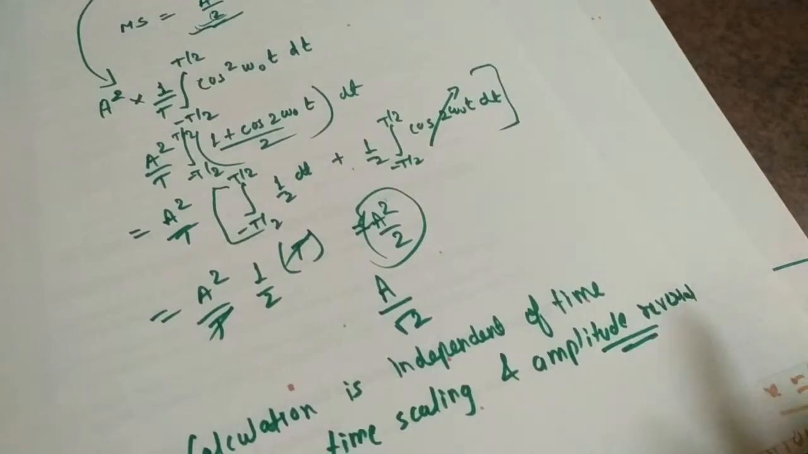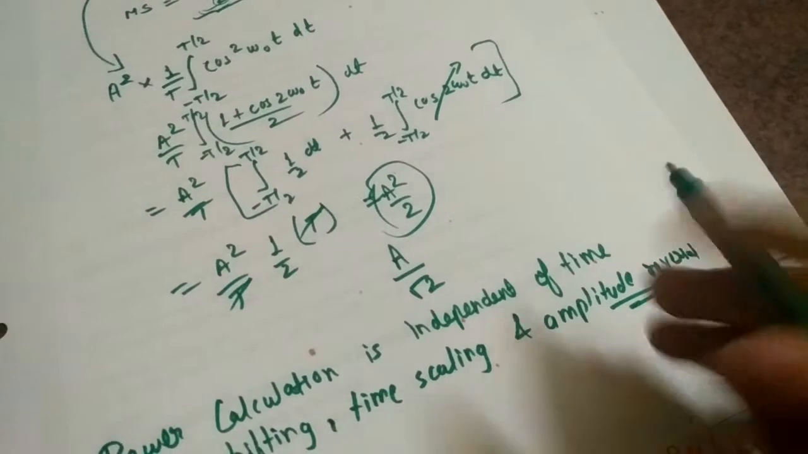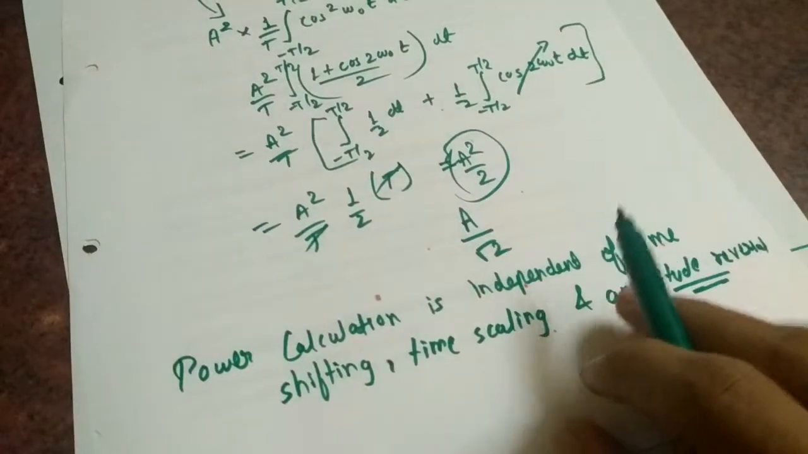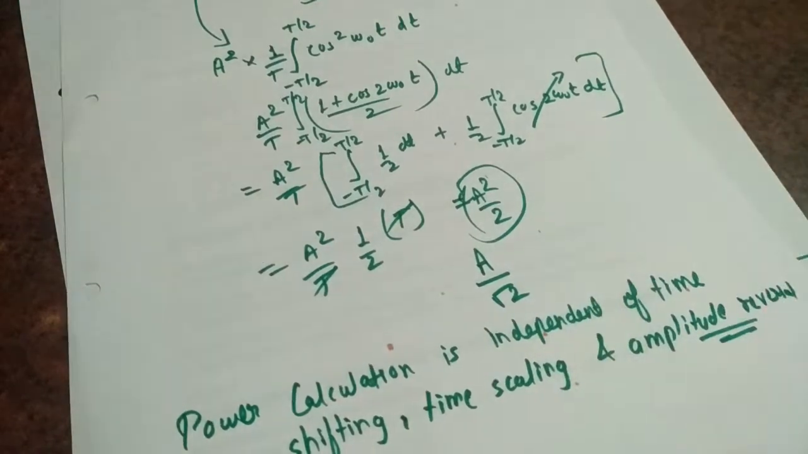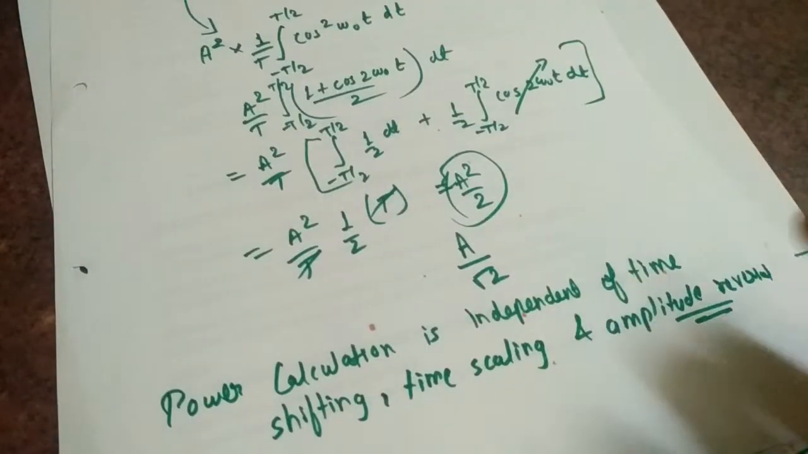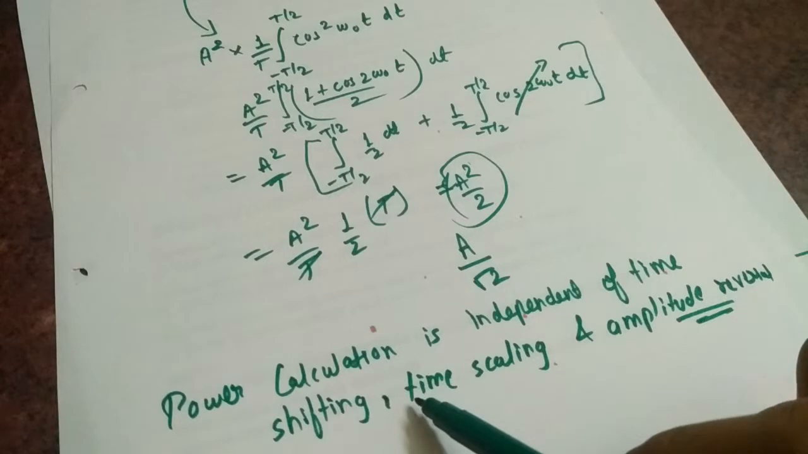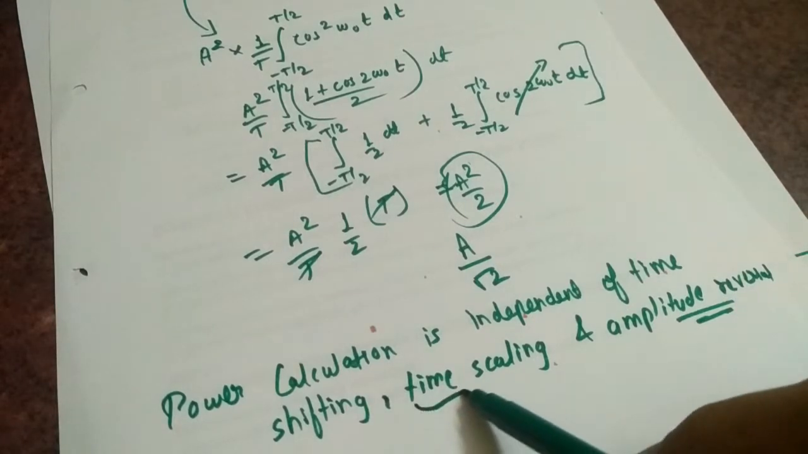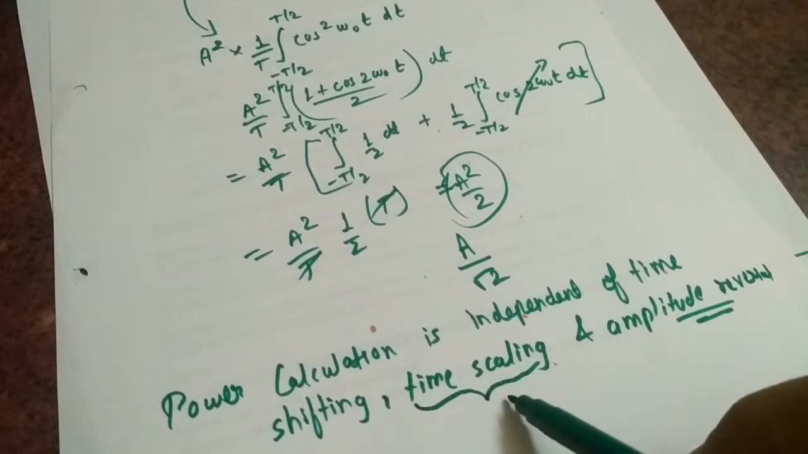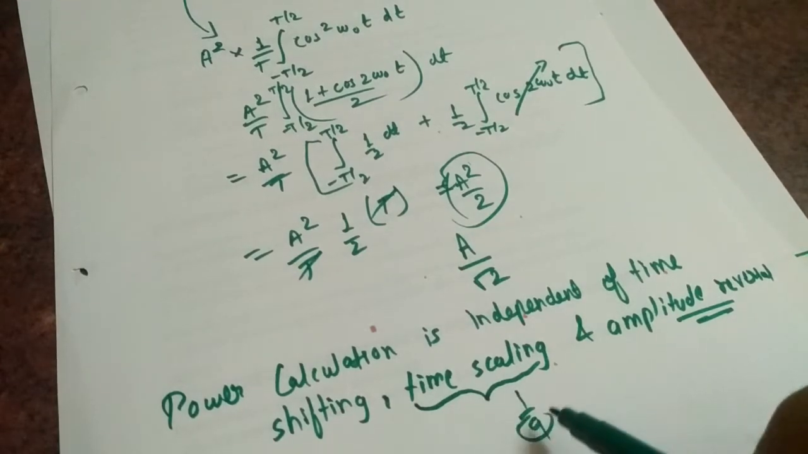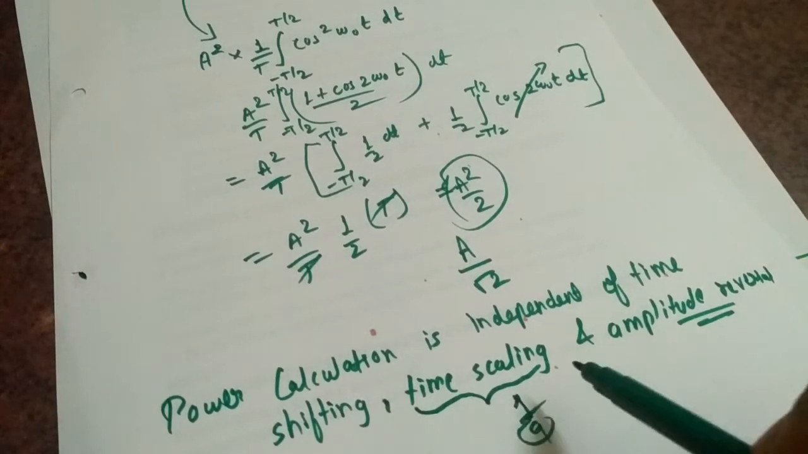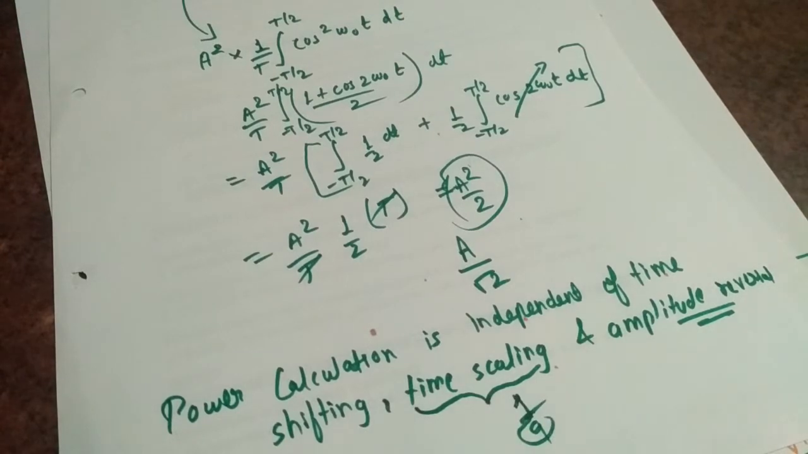So it just depends on amplitude scaling. If we scale a signal by its amplitude, then and only then our power will change. So do compare both these things. Our energy will be dependent on time scaling, it is reduced by the factor by which our time domain signal is being scaled. So that's all about this power.